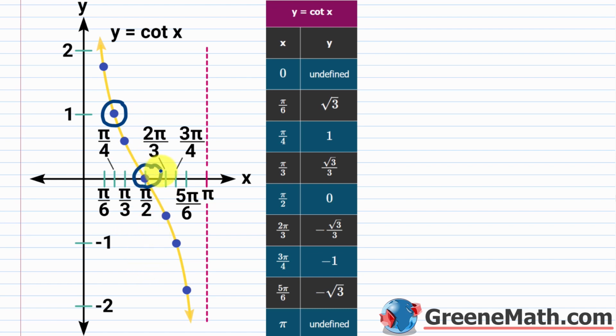Then you have your 2 pi over 3, comma negative square root of 3 over 3. So that's this point right here. Then you have your 3 pi over 4, comma negative 1. So that's going to be this point right there. That's going to be 3/4 of the way through. So that's one that you need to memorize.